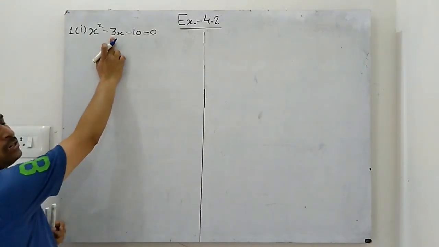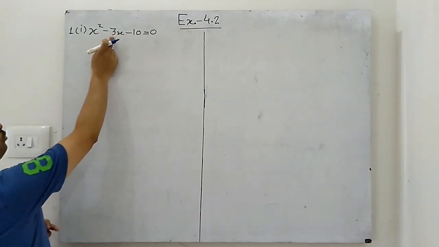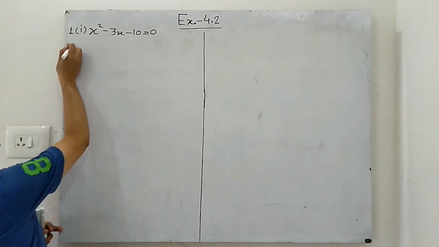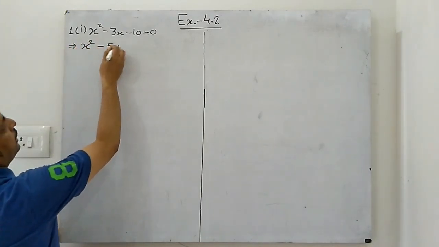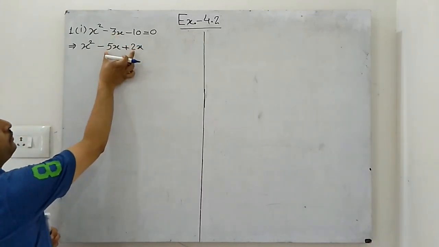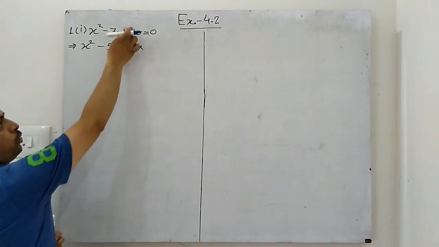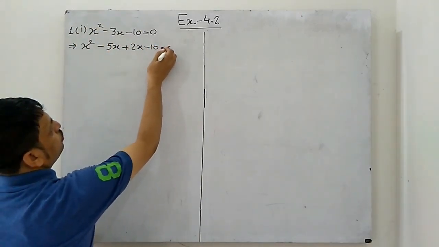Students, the middle term is minus 3 and the last term is minus 10. So we have to split the minus 3. So x square, 5 twos are 10, and minus 5 plus 2. Minus 3x can be written as minus 5x plus 2x because the product should be minus 10. And it is minus 10 equal to 0.